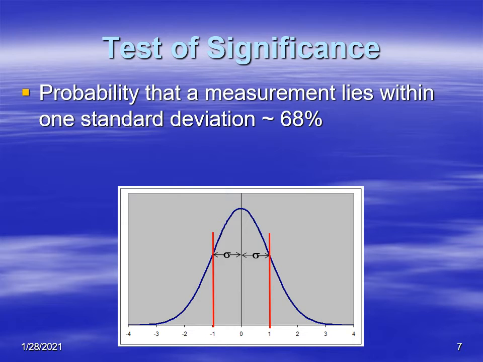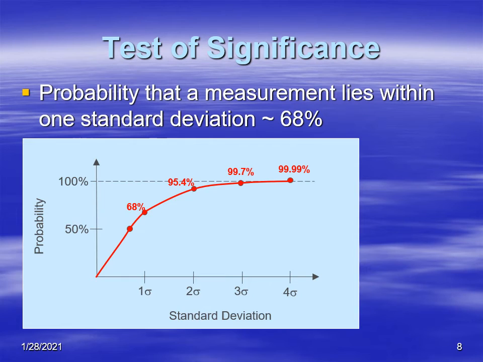We calculated standard deviations in other videos, and this curve shows, and the calculation shows, that the percentage or the probability of observations lying within one standard deviation is 68%. So in other words, 68% of all observations that you made to produce this curve will fall within plus or minus one standard deviation either side of the mean or the average.